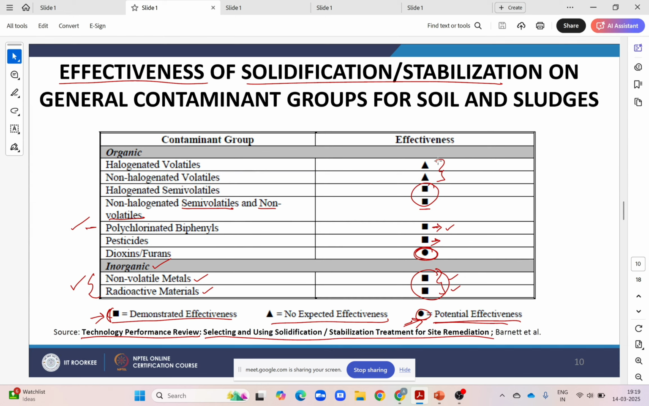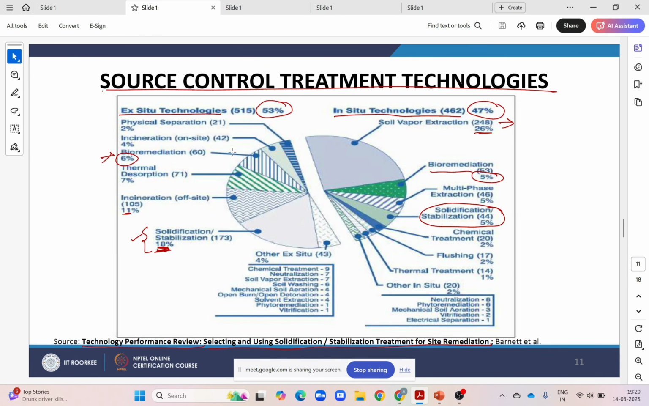Next is the effectiveness. Here the square boxes show demonstrated effectiveness, a triangle shows no expected effectiveness, and the circle shows potential effectiveness. We can see that dioxins and furans, which are very toxic to humans and other living organisms, can be effectively immobilized or stabilized by using solidification and stabilization. Now these are the different control treatment technologies which can be used to remediate different sites.